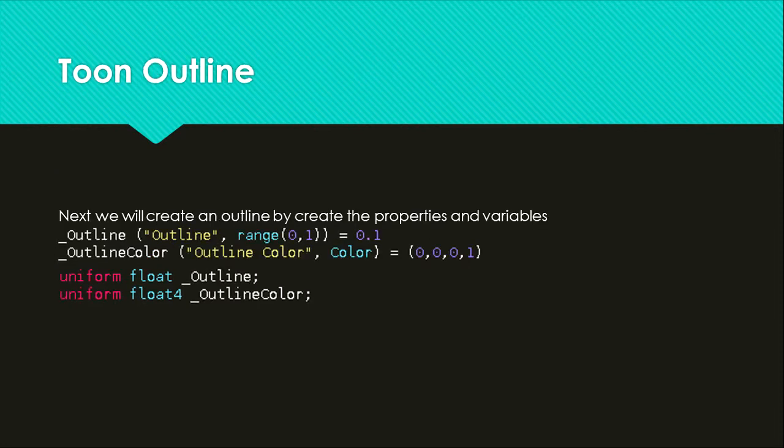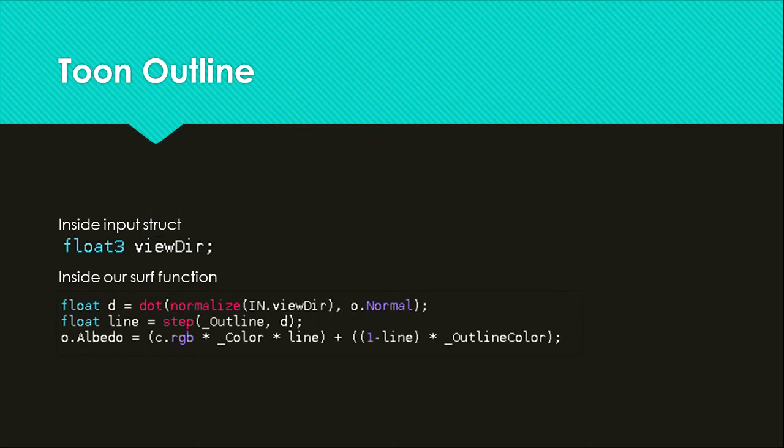Okay, now that we have the shading and the lighting in place, we will do the Toon outline. To do this, we created two new properties and two new variables, and we called them outline and outline color. Okay, now we go inside our input struct. We insert float3 view direction. The reason why we do this is that we want to give information about where our camera is looking at our object from. When we've done this, we go inside our surf function.